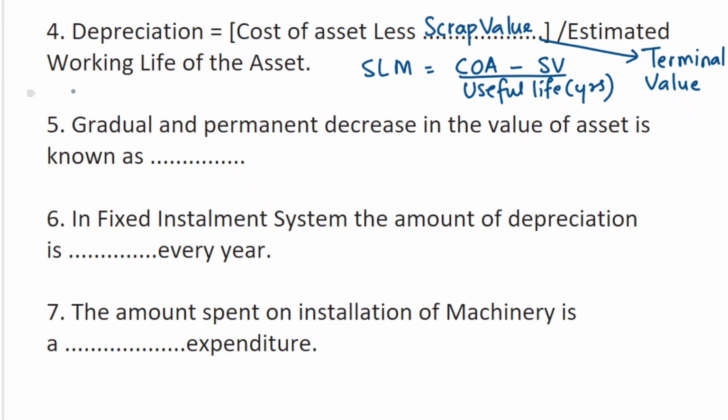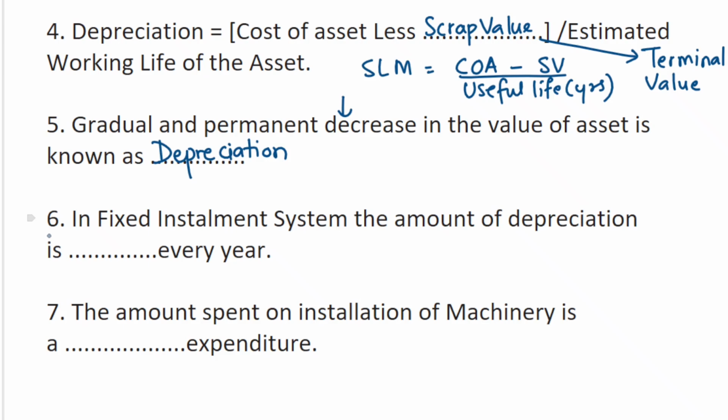Next question, question 5. Gradual and permanent decrease in the value of asset is known as dash. This is the easiest one, I guess. We are doing this depreciation chapter, and we started with definition of depreciation, which is gradual and permanent decrease or reduction in value of asset is known as depreciation. The right answer is depreciation.